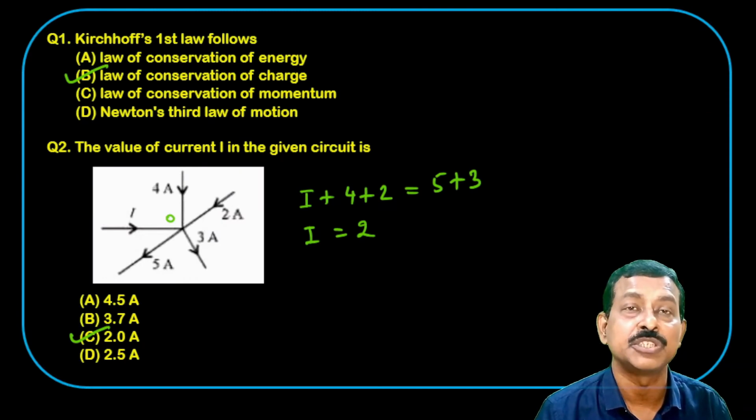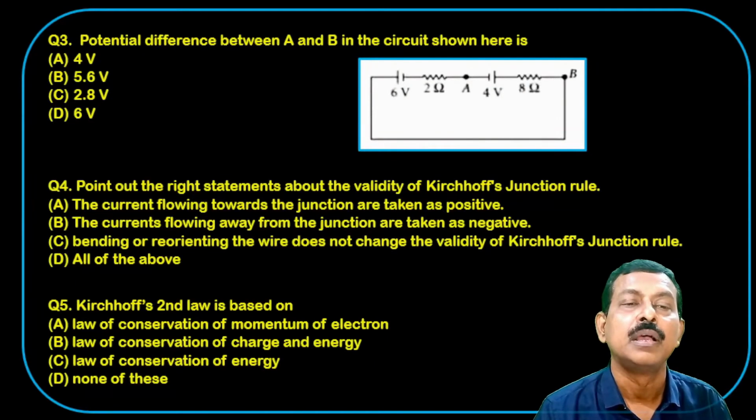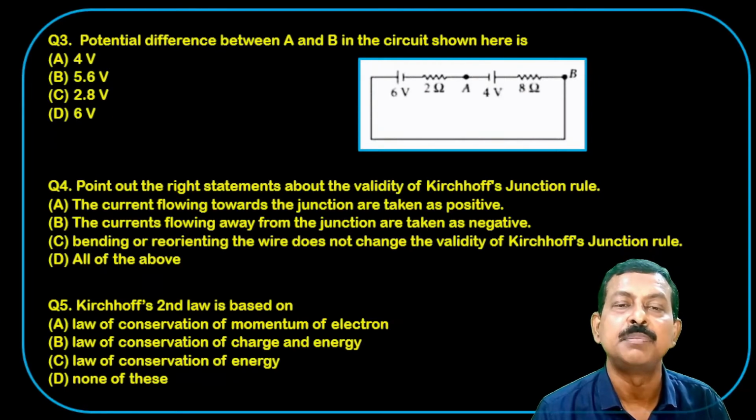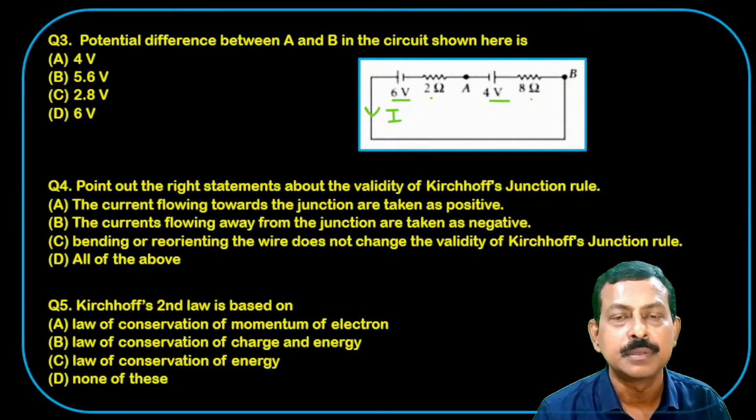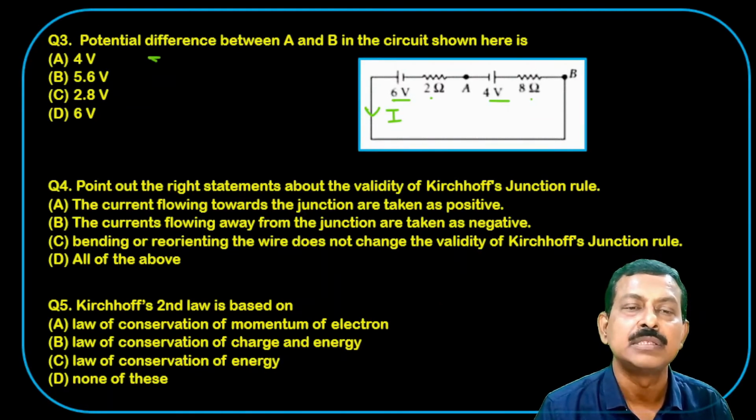Now let's take the next question. The potential difference between A and B in the circuit given here. Now you see, we have a cell of 6 volt and 4 volt, and two resistances, 2 ohm and 8 ohm. Suppose I take the current in the circuit as I. Then you can apply Kirchhoff's loop rule: summation IR plus summation E equals 0.